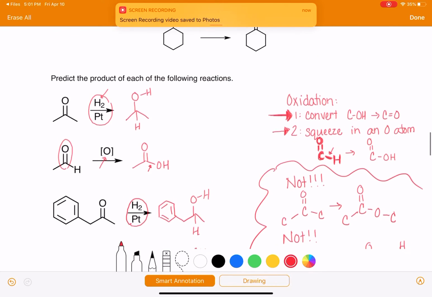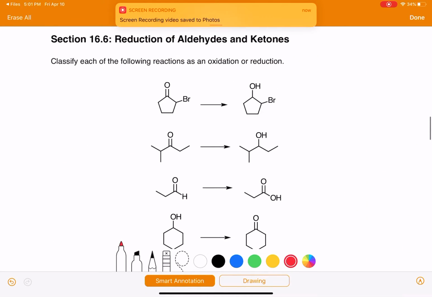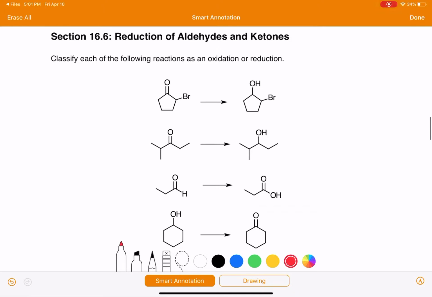So now let's tackle the first part of this worksheet. We're looking at reactions, products and reactants together, and we're just trying to decide if these reactions are oxidations, which we would call O in the square brackets, or reductions, which we can write as an H in the square brackets, or we could write as H2 with whatever metal we choose, platinum or palladium or nickel.